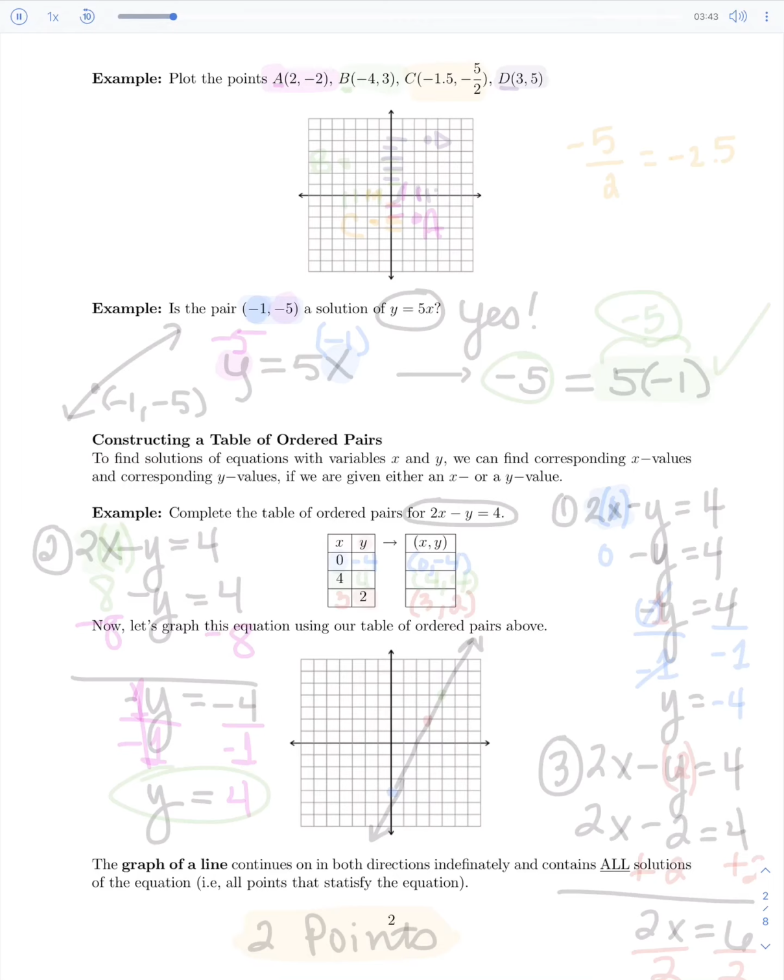Plotting a couple of points. Let's look at first the point A here on this next one, which is (2, -2). Remember, we read our x first. The positive 2 tells us we're going to go to the right 2 first. And then the negative 2 tells us up or down. Well, it's negative, so that's going to mean down 2. So we're going to go to the right 2 and then down 2.